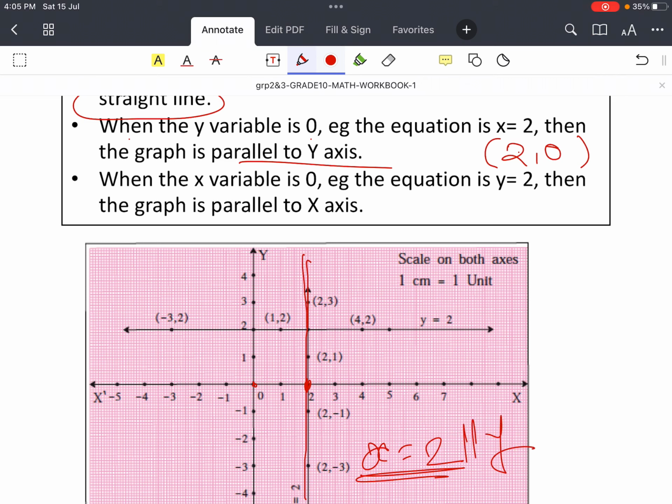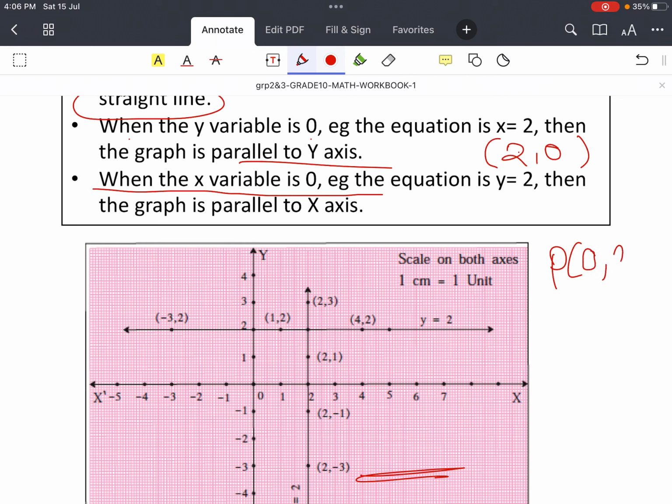Next, this x is equal to 2 is parallel to the y axis. मान के चलो this is the x is equal to 2 line and this is the y axis, so both are parallel with each other. Next, when the x variable is 0, exactly opposite. Take example y is equal to 2, so we are plotting a point P. x is equal to 0 and y is equal to 2, so this is a point P.